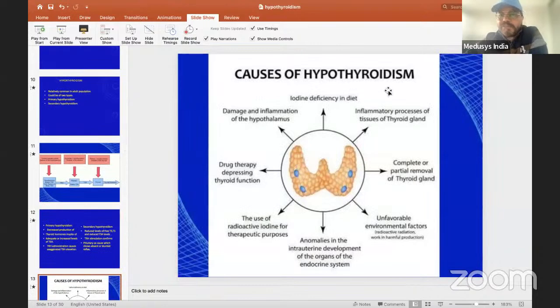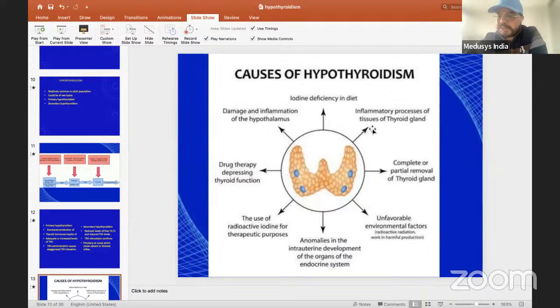Now, coming on to the major causes of hypothyroidism, why is hypothyroidism caused? First, the major cause is iodine deficiency in diet. There are areas in the world where the main water is deficient in iodine. Most of the areas are in India also and other parts of the world also. So there, iodine deficiency in the diet is the most common cause of hypothyroidism.